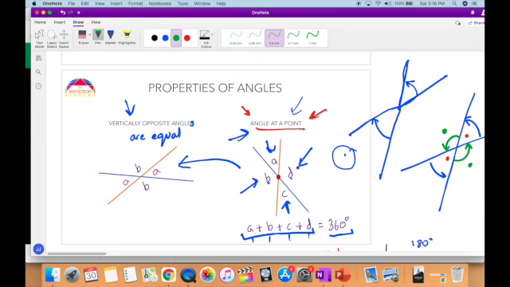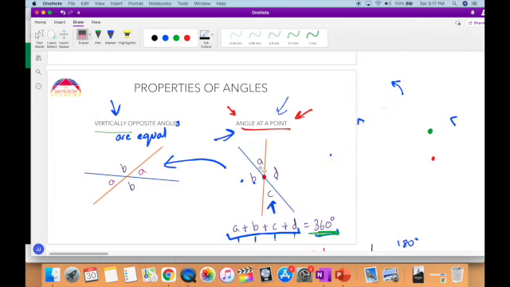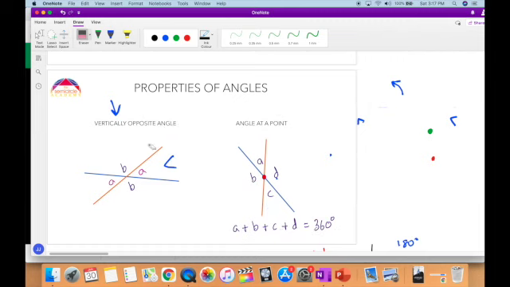we have vertically opposite, and we have angles at a point, where they're all around a point, so they add up to 360 degrees, right? And let me just erase all of this stuff here. I was teaching this to my form 3s earlier today. If anybody looks carefully enough, you see that all of these angles are around a point. So you add up this one to this one to this one to this one, you'll get 360 degrees.